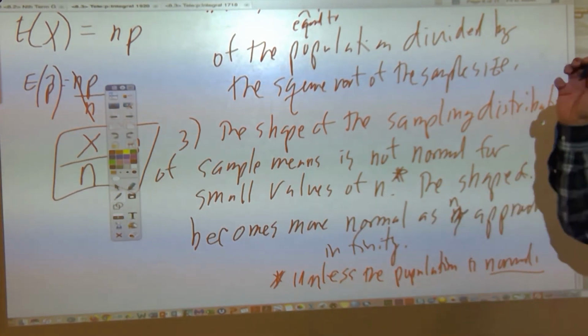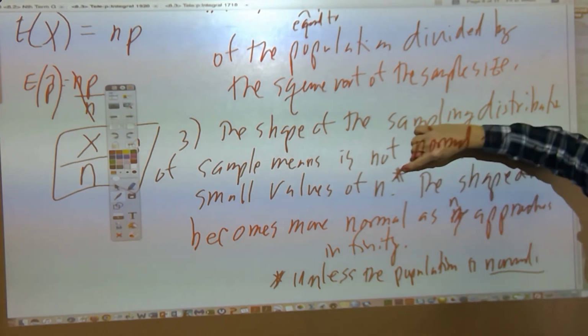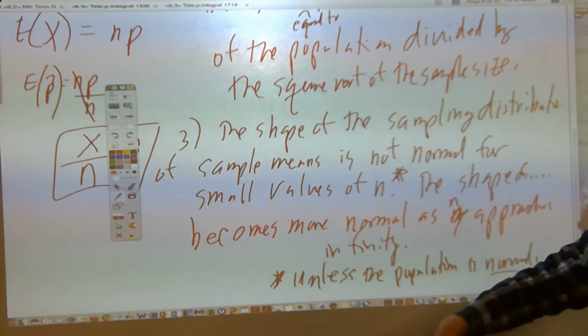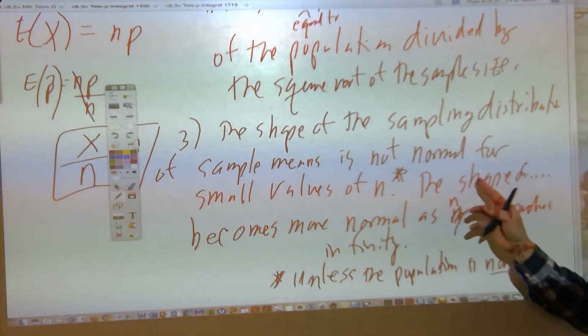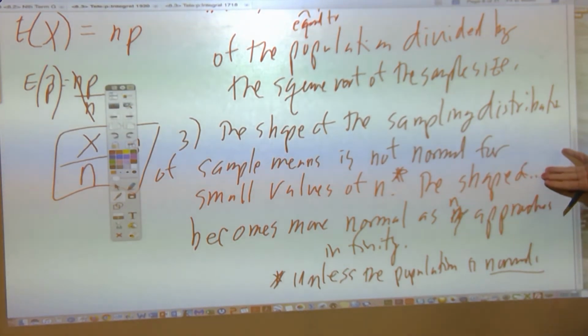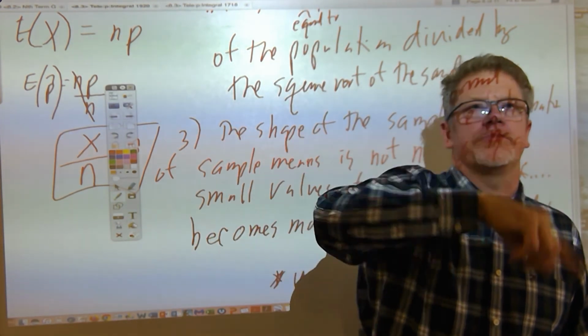Ready? Go. The shape of the sampling distribution of sample means is not normal for small values of n, asterisk, unless the population is normal. The shape of the sampling distribution of sample means becomes more normal as n approaches infinity.